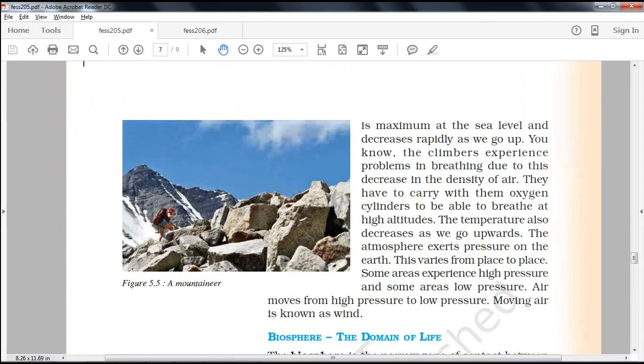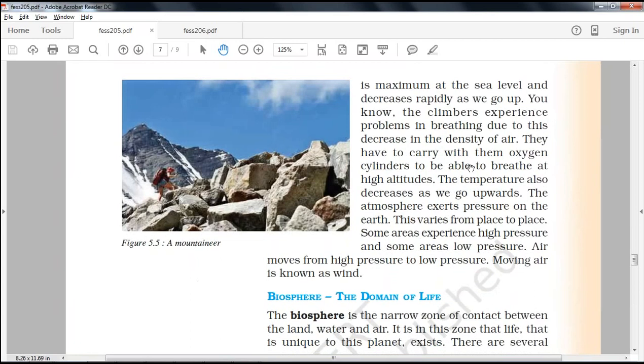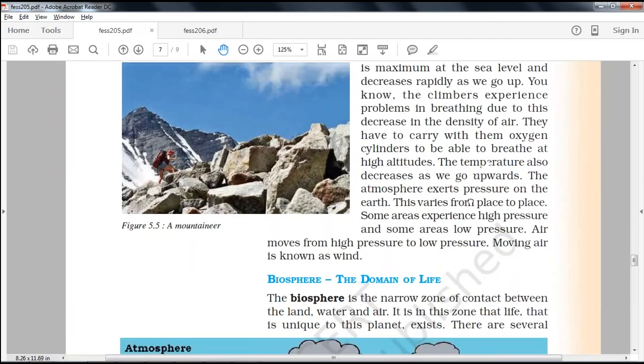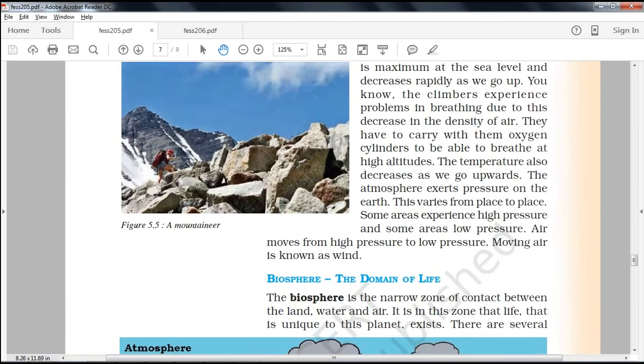And also the density of air will decrease when we go above the Earth's surface. So the density of air is maximum at sea level and it decreases rapidly as we go up. In the highest mountains like the Himalayas, the climbers experience problems in breathing because of the decrease in air density. So that's the reason the mountaineers carry their own supply of oxygen to breathe at higher altitudes. The temperature also decreases as we go upwards.